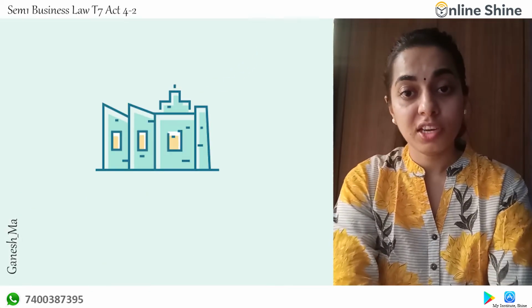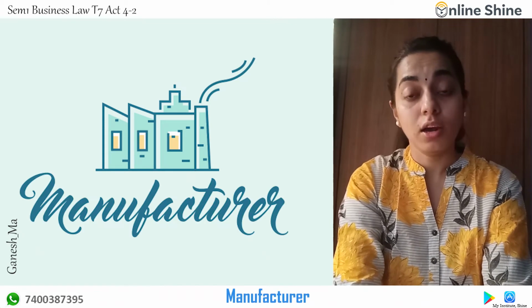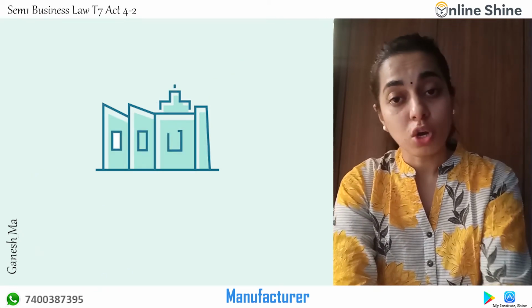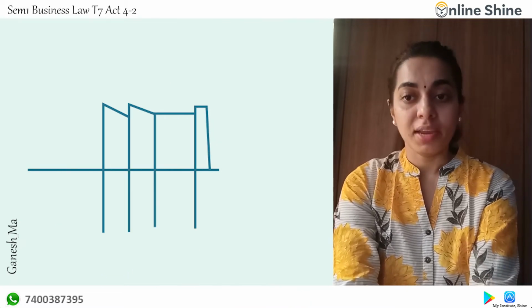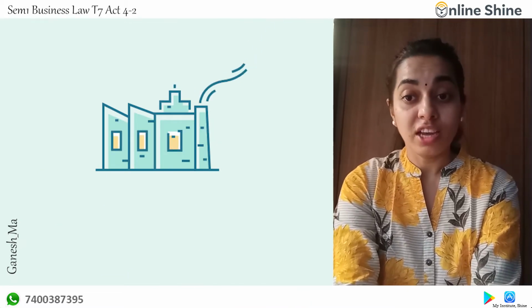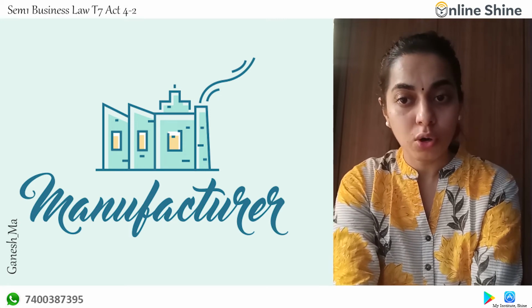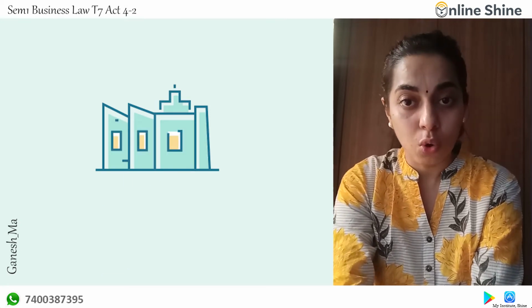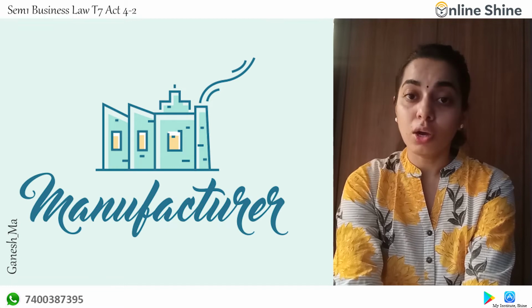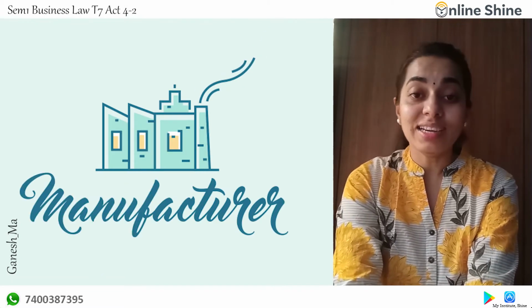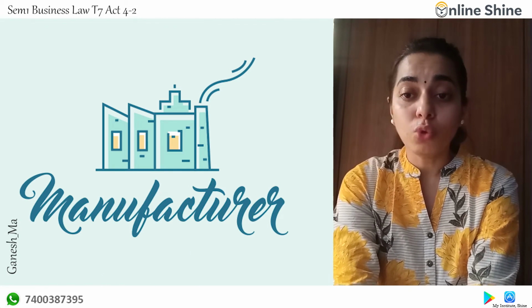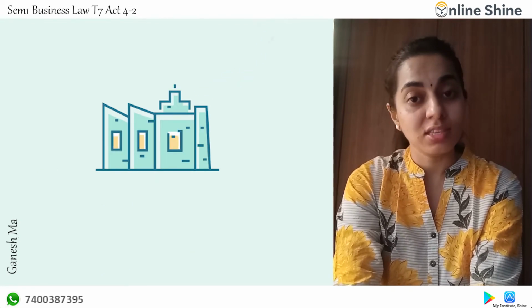Continuing with the next definition, section 2(1)(j), which talks about the manufacturer. A manufacturer means a person who is manufacturing the goods, in his own manufacturing unit or other manufacturing units, and does some kind of processing of those particular goods, and can be called a manufacturer.